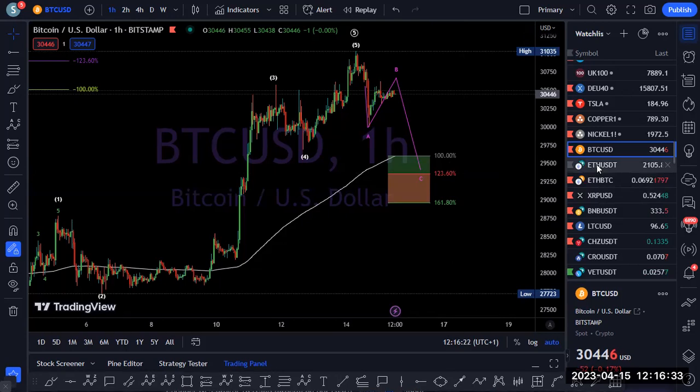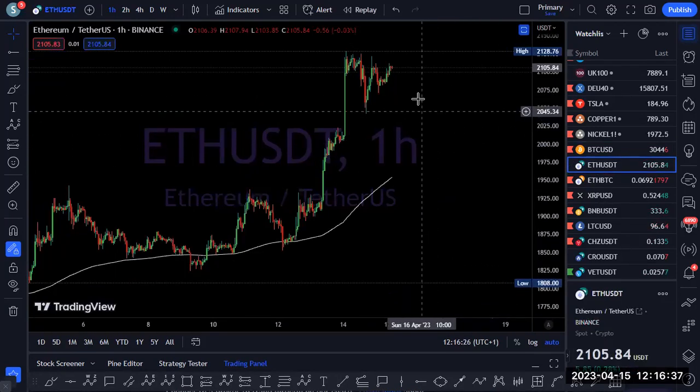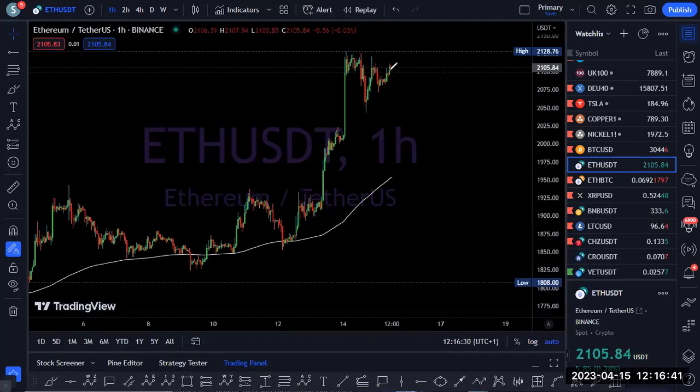Okay, but Ethereum always does what Bitcoin does. So now on Ethereum, we expect it to drop, then buy, or maybe do this before buying. So I won't be going through all the cryptos. No need for that. Let me check BNB.